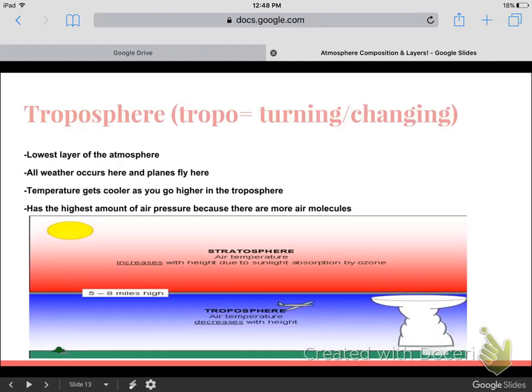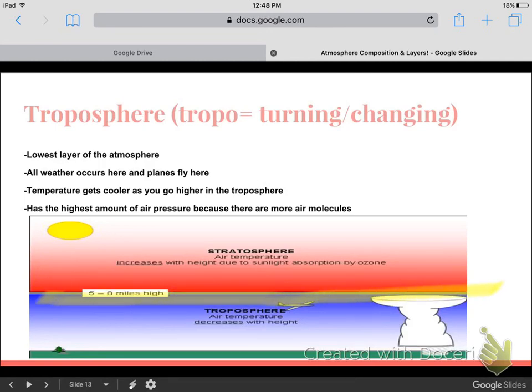So let's talk about what happens in each of these layers. The troposphere is the first layer, which is the layer that we live in. The prefix tropo stands for turning or changing. All right, so the troposphere is constantly changing. It's the layer that we live in. It's the layer that weather occurs in. Up at the very, very top of the troposphere is where the planes fly.